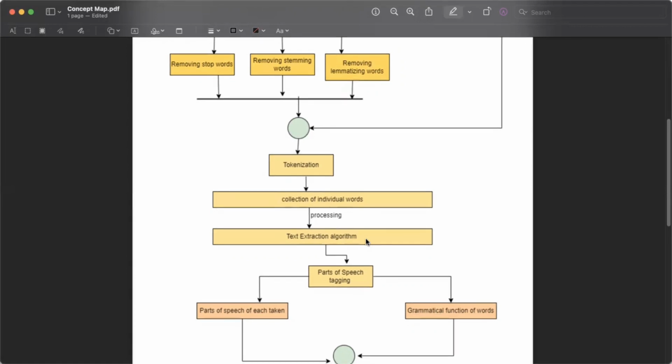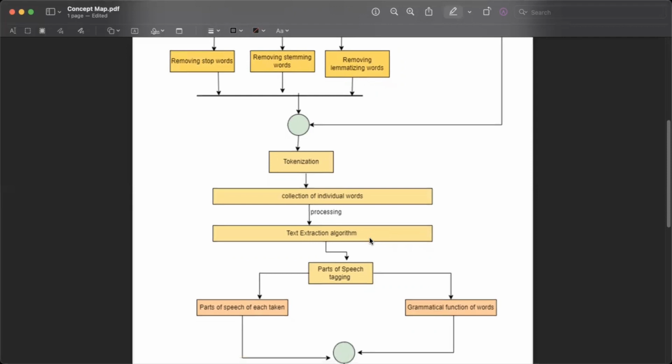After tokenization, here comes parts of speech tagging. It is the process of assigning a part of speech tag to each word in a text. Parts of speech tags indicate the grammatical function of a word, such as noun, verb, adjective, or adverb. Parts of speech tagging can be used to improve the performance of NLP algorithms, such as those used for machine translation or text classification.